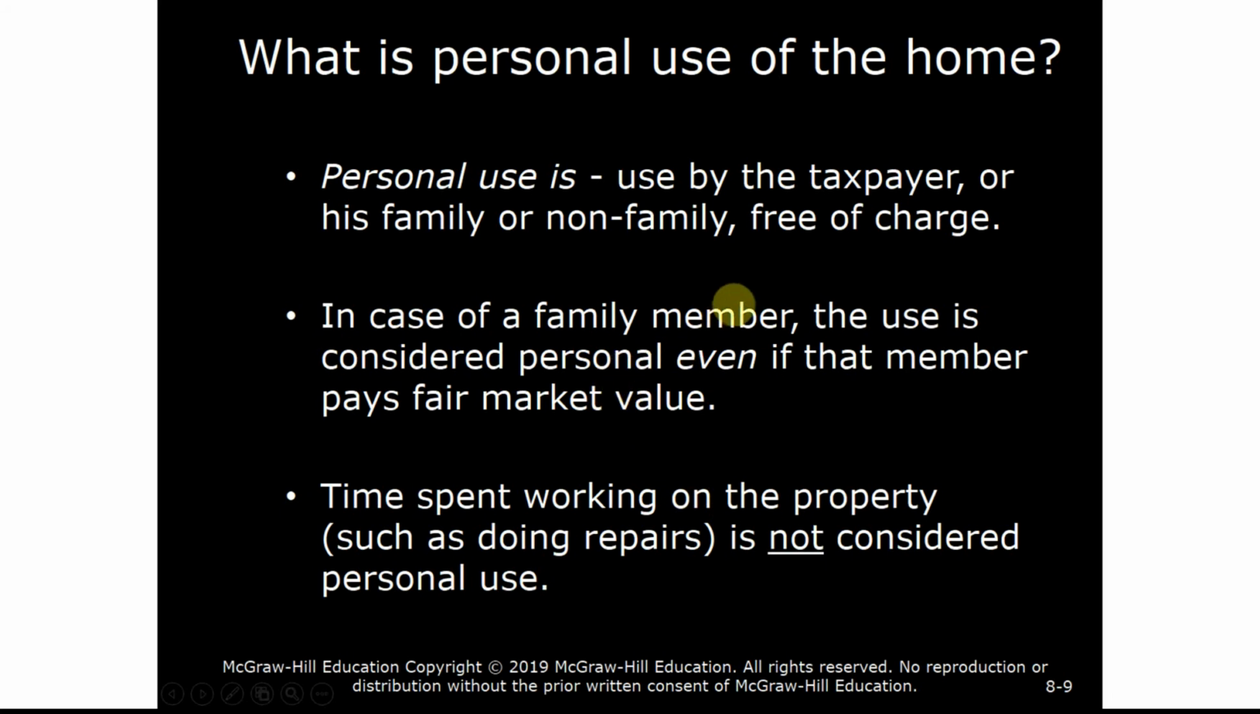Personal use property is a rental property, for example, a vacation home, that is used by family or non-family free of charge. In the case of a family member, the use is considered personal even if that member pays fair market value. So there's a slight exception for family members: even if they pay fair market value, it's still considered personal use.